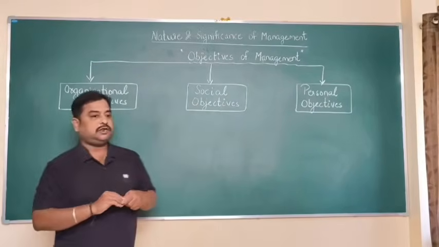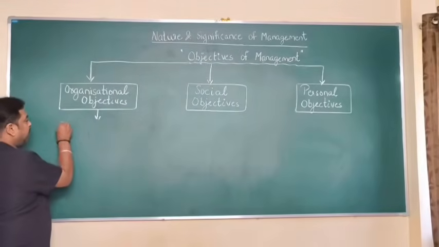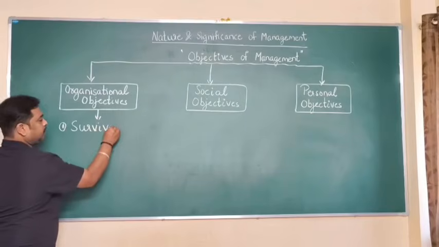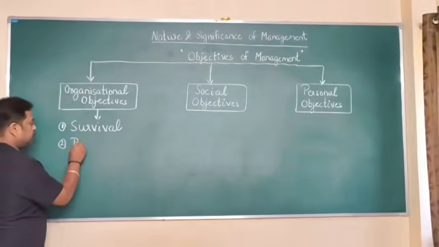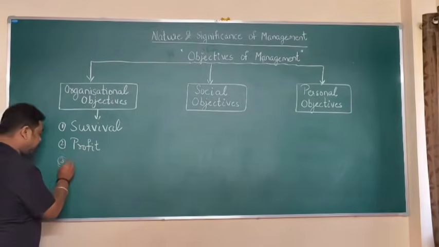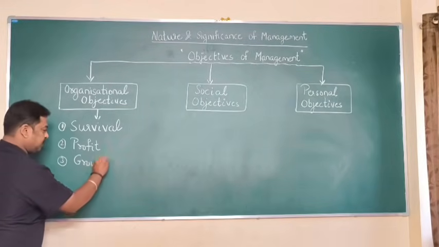What are those organizational objectives? There are 3 organizational objectives. Number 1, survival. 2, profit. Third, it is growth.